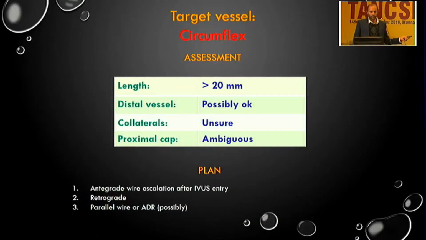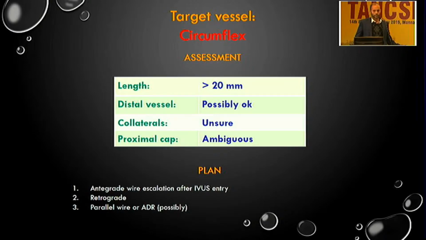So long lesion, distal vessel is possibly okay in terms of a landing zone, that is, that part of the vessel beyond the CTO. Collaterals, we were not sure there were any retrograde options at all, and the proximal cap was ambiguous. So it's important that with CHIP cases or CTO cases or anything complex, you really go in with a plan. Don't just go and say, okay, I'm just going to try something, and if this doesn't work, I'm going to try something else. You should really think about it, study the anatomy, and go in with a clear plan. So we wanted to do antegrade wire entry with IVUS.